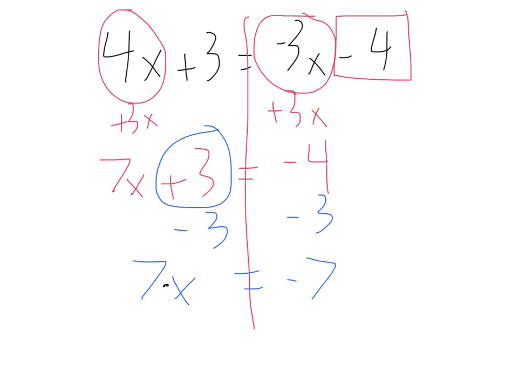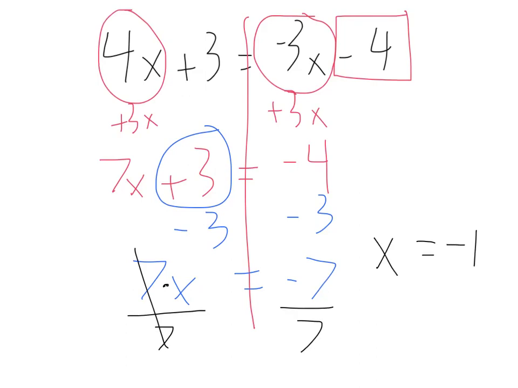Now I've got 7 times x. I don't want to know what 7x is equal to. I want to know what just 1x equals. So to get rid of that, I would divide by 7. Divide both sides by 7. And now I've got a negative divided by a positive. What's my answer if it's a negative divided by a positive? The sign is going to be negative or positive? You should say negative. Negative 7 divided by positive 7 is negative 1. So x equals negative 1.